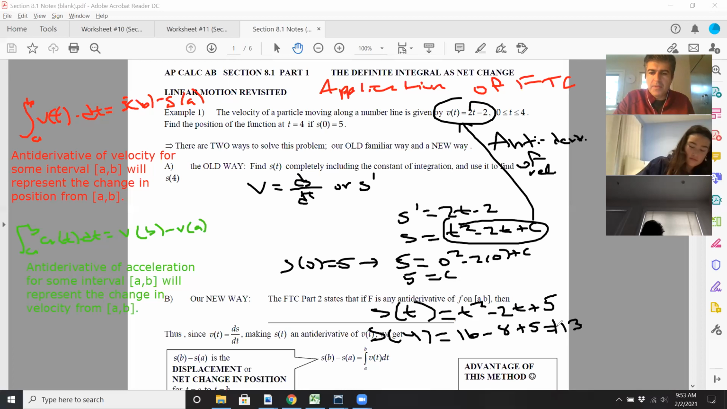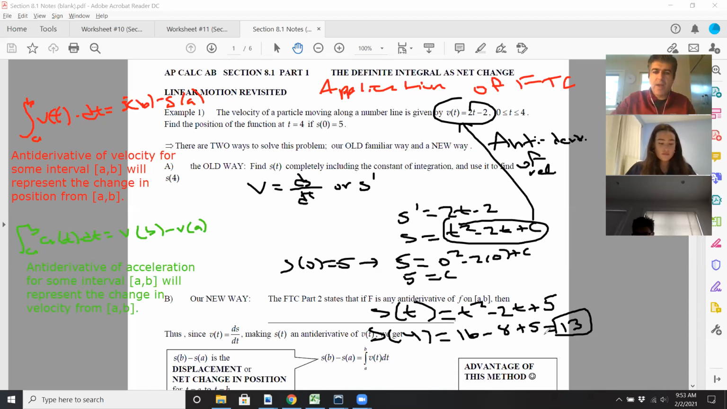But that's how we would, I guess we'd call it the old way. I don't know, this all seems new to us. But that's something that we should be pretty comfortable with, right? We know that the antiderivative of velocity is position. So if there's velocity 2t minus 2, then the antiderivative of that would be t squared minus 2t plus c. If you have an initial condition, when t is 0, s is 5. So plug in 5 for s, 0 for t, c is 5. Now you have your equation, t squared minus 2t plus 5, and then plug in 4 and you get 13. Great. So we're good there.